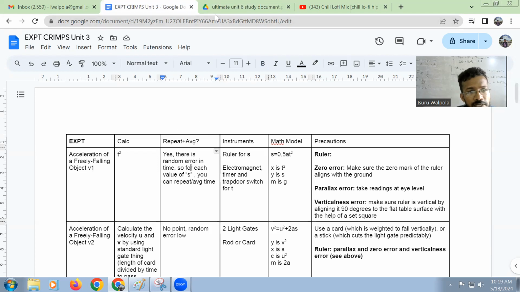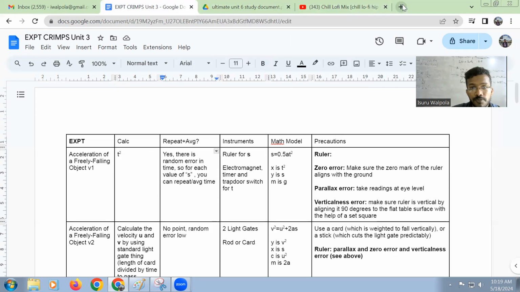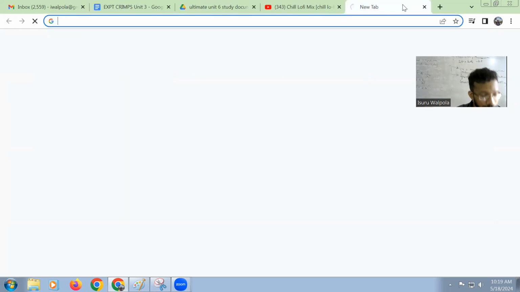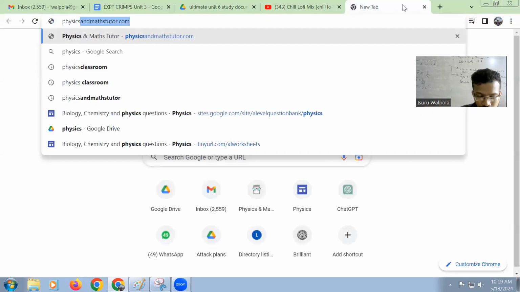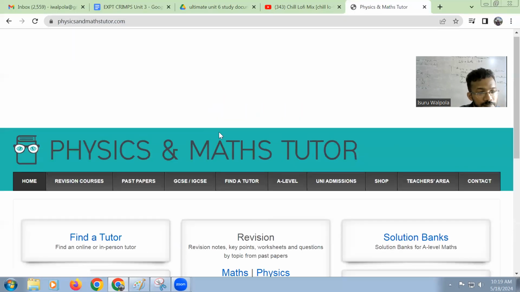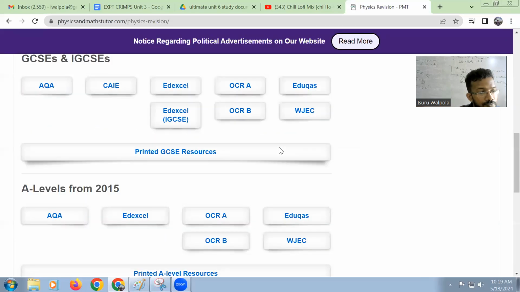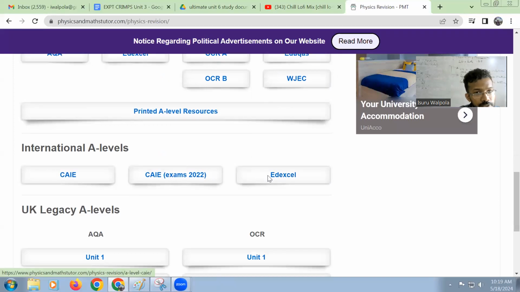The correct way to study this would be to take some kind of reference material, which is either the practical books that you use at school, or the official Pearson lab book, or the Physics and Maths Tutor short notes, which I will show now. Go to physicsandmathstutor.com, go to physics revision, in International A Levels, next unit 3.